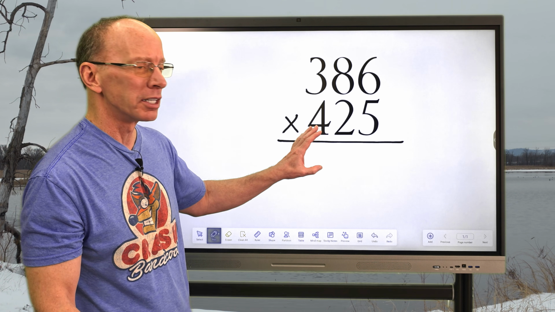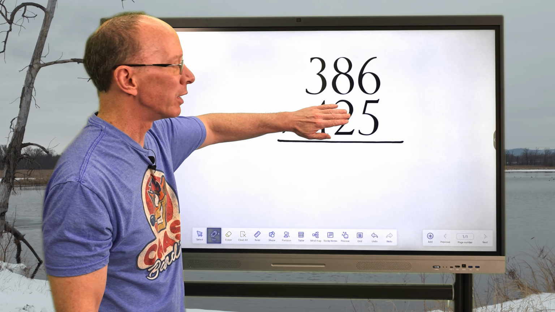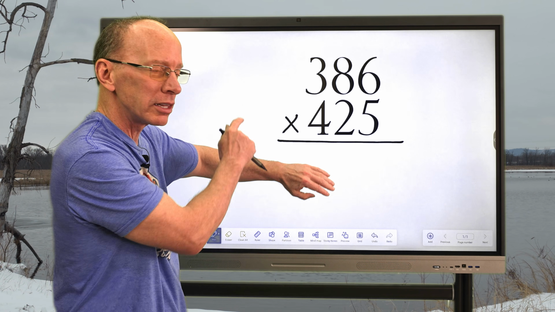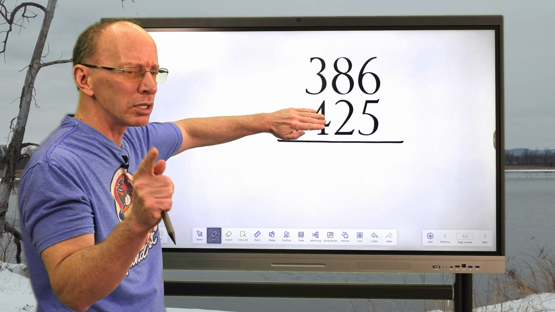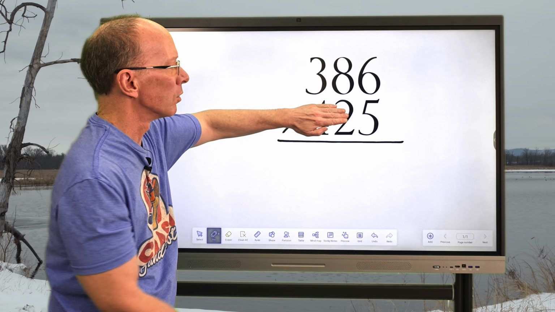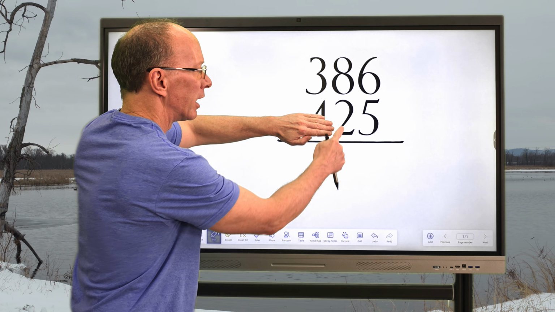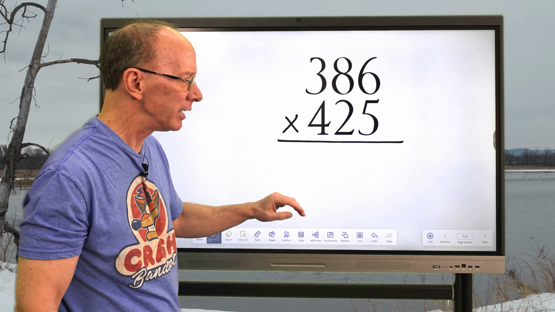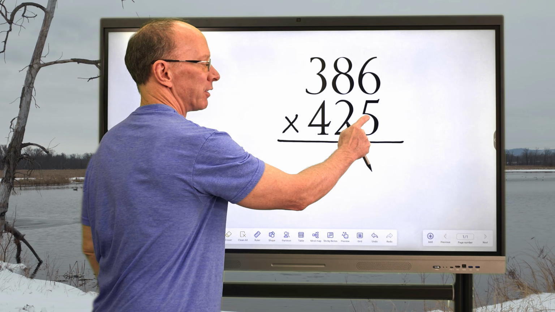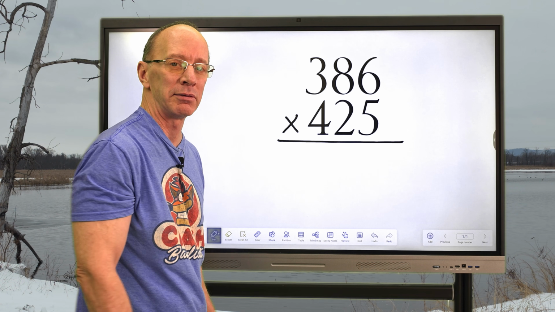All right, when we tackle a number like this, what we're going to do is ignore the 42. Don't look at the 42. I see you looking at it. Don't look at it. Ignore that 42. We're only going to deal with the 5, and then later on we'll deal with the 2 and the 4, all right? So let's go ahead and take 5. We're going to take 5 times 6, then 5 times 8, and 5 times 3.